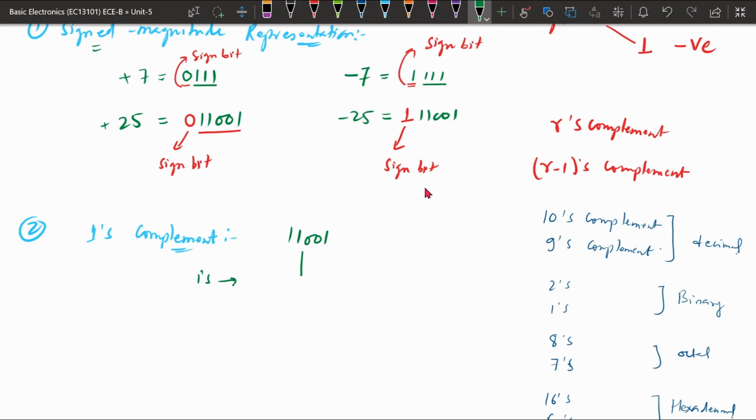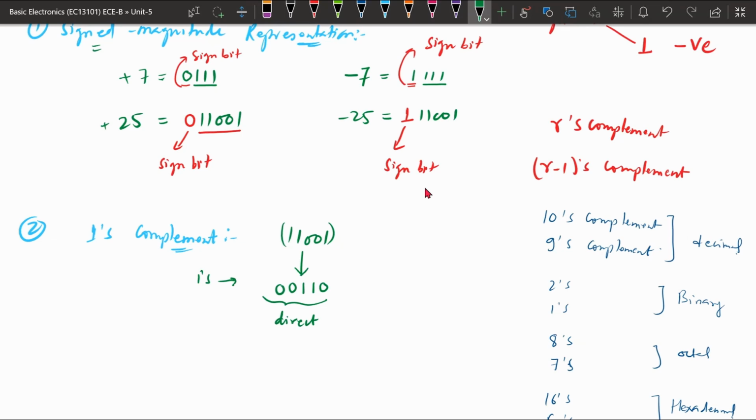Its 1's complement will be just complementing each of the bits. If it is 1, we make it 0. If it is 0, we make it 1. If it is 0, we make it 1. If it is 1, we make it 0. If it is 1, we make it 0. So the 1's complement of this number will be 00110. Okay, I hope it is clear. This is the direct method that I have let you know.